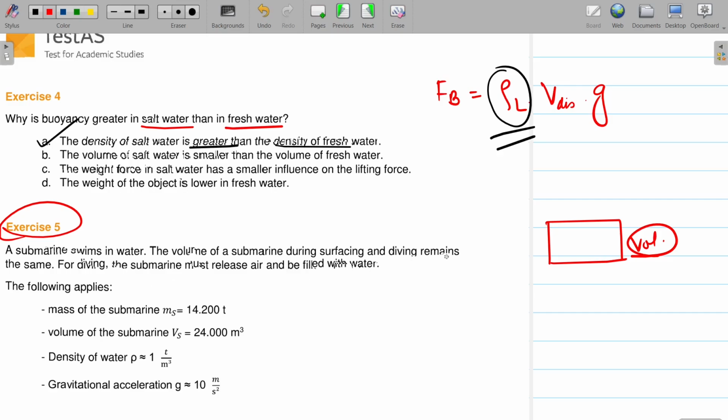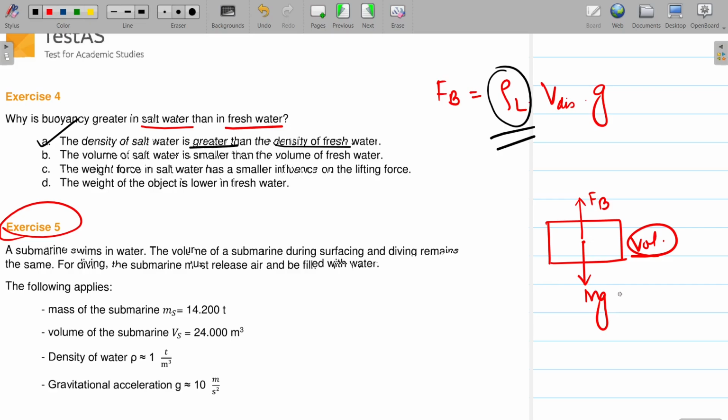Why? Because basically on this submarine, there will be some weight, mg, and there will be some buoyancy force. Suppose it wants to dive. So for diving, the mg should be greater. If mg is not greater, it remains in the surfacing or floating condition. So for diving, mg should be greater. So how can it be possible?